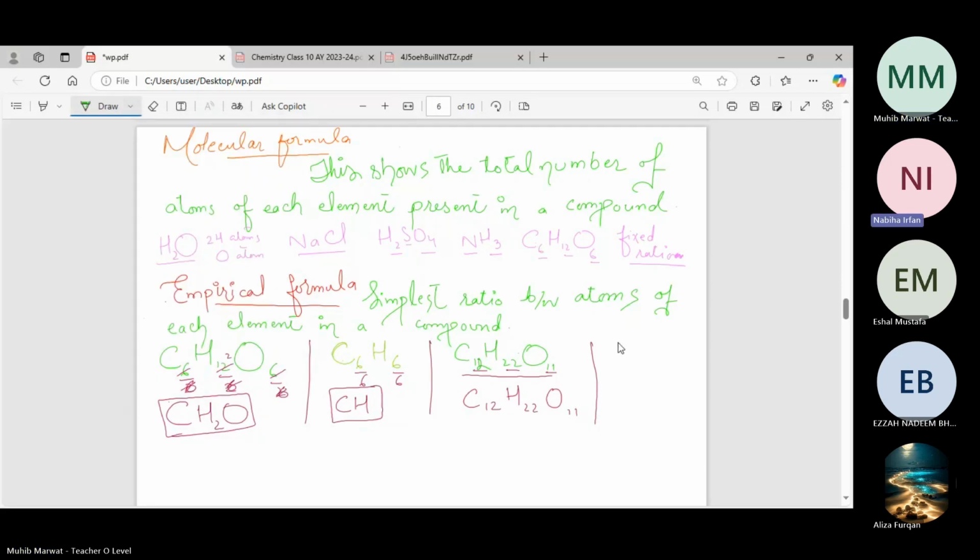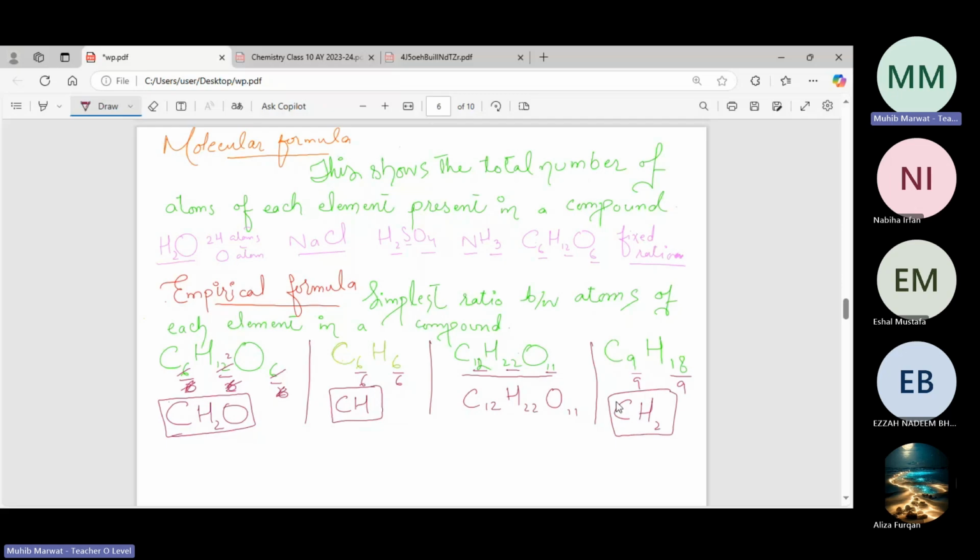You'll have to divide it by a common number, a common ratio. So, what should be its empirical formula? Divide this by which number? 9. And this also by 9. So this will be CH2, right?